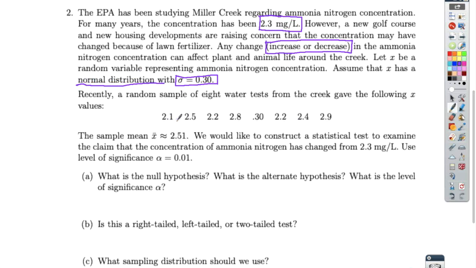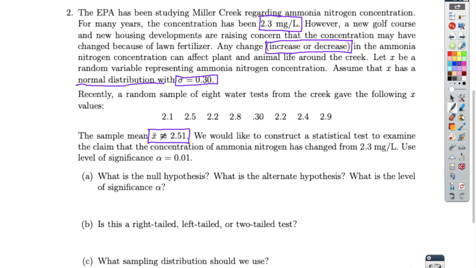It's definitely not greater than or equal to 30, which, remember, is that cutoff to make up for not knowing if your sample is normal or not normal. Recently, a sample of 8 water tests from the creek gave the following X values. These are the ammonia nitrogen concentrations. And remember, before this golf course, it used to be 2.3 average. The sample mean from this sample is 2.51.